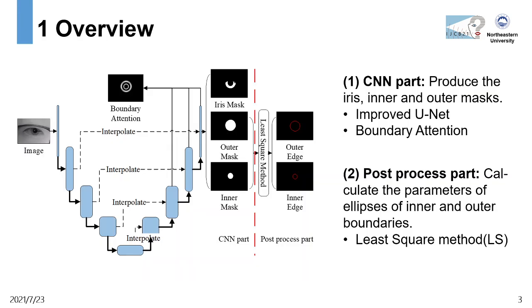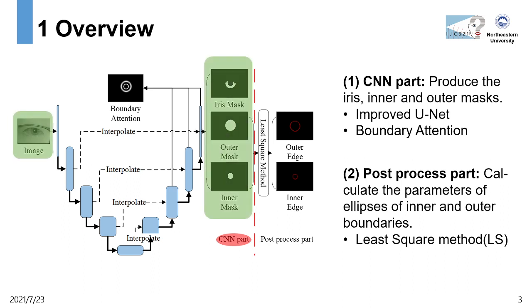As shown in the figure, our method can be divided into 2 parts, a CNN part and a post-process part. The left is the CNN part. This part takes the iris image as input, and produces the iris mask for the iris segmentation task, and the intermediate results for the iris localization task, namely the inner mask and outer mask. In this part, we proposed a boundary attention module and an improved UNet.